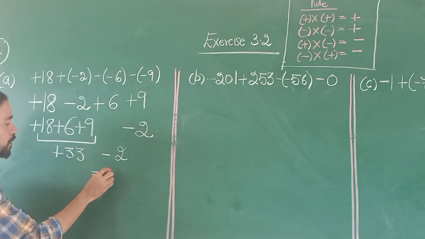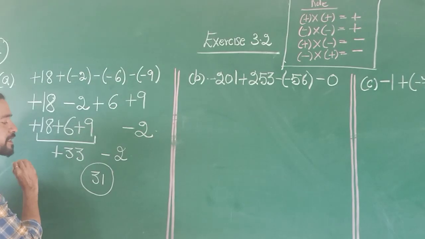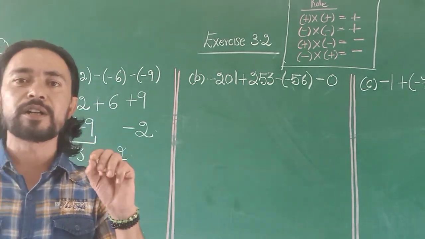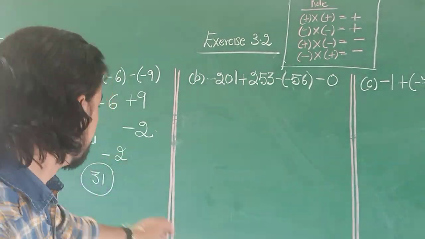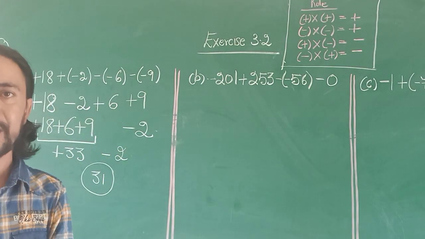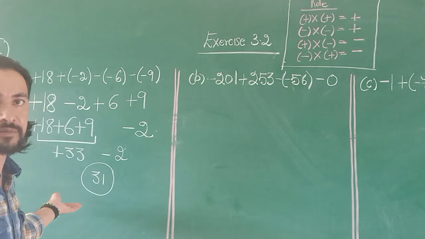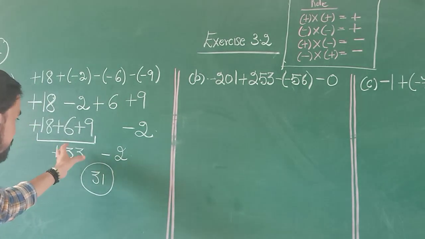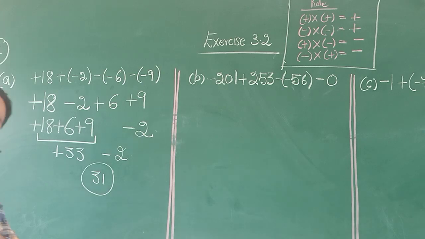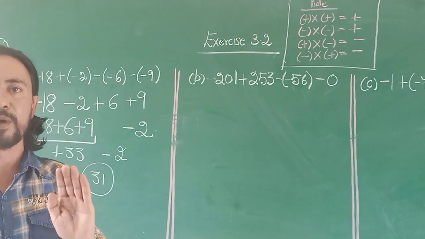As I have told you, we do not write plus in our answer. If it is a positive number, we do not write plus in our answer. 31 means it is plus 31. If it was minus 31, I would have put minus 31. The answer is plus 31, but in our answers, we don't put the positive sign. A number without a sign means that it is a positive number.